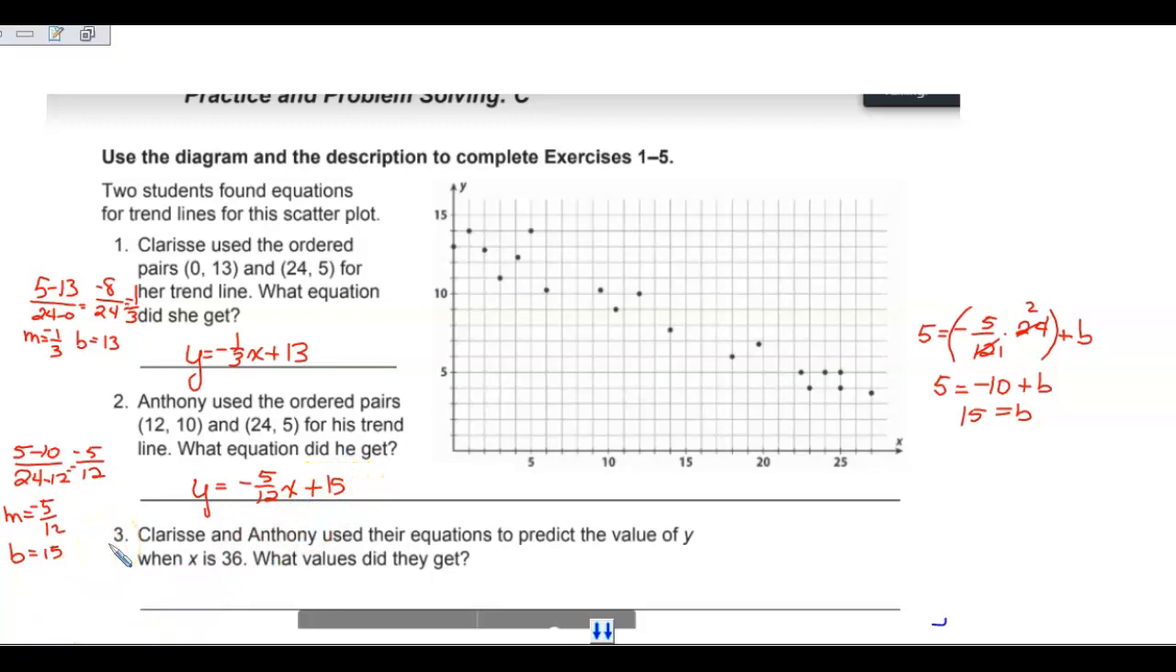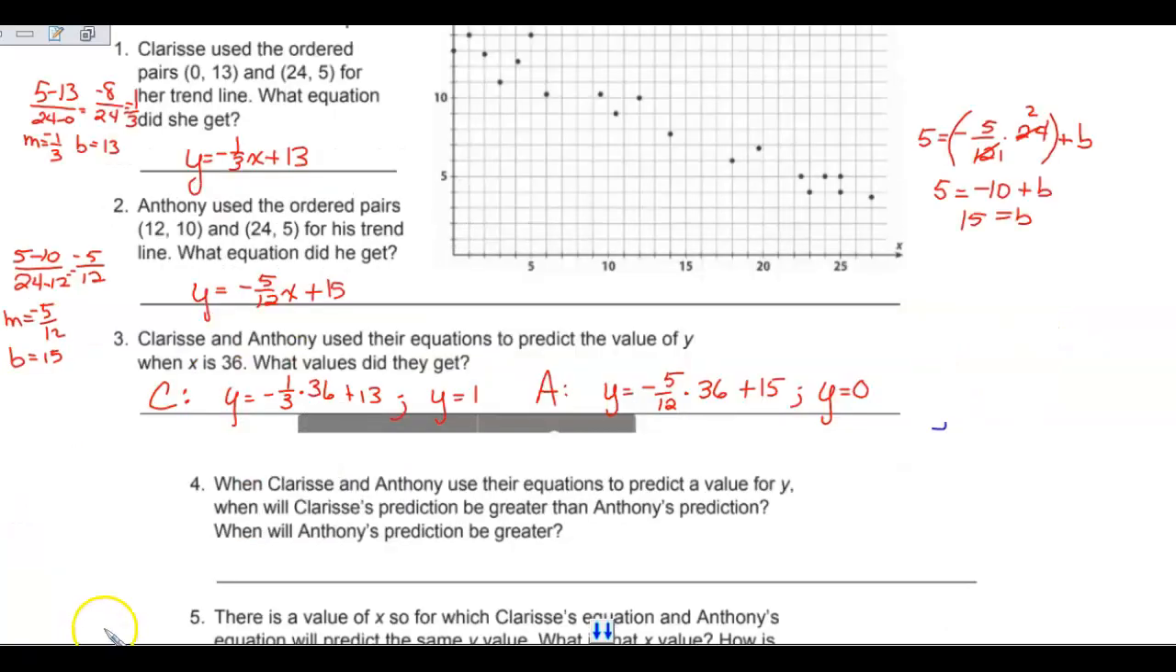Now, they use their equations to predict the value of y when x is 36. What values did they each get? Go ahead and solve for Clarice and for Anthony. I plugged 36 into Clarice's equation, y equals -1/3 x plus 13, solved, and found that y is 1. For Anthony, I took his equation, y equals -5/12 x plus 15, substituted x with 36, and simplified. -15 plus 15 is 0, so y is equal to 0.